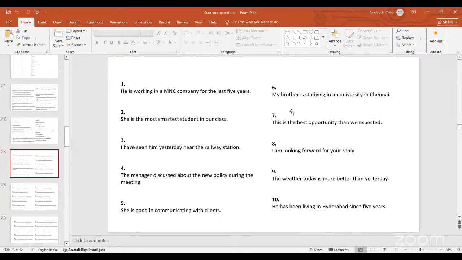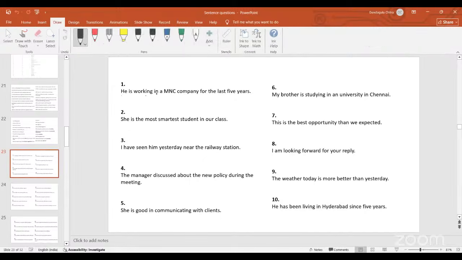Okay, here you can observe the questions, total 10 questions. So the first one: he is working in an MNC company for the last 5 years. So what is the mistake here and what should be the replacement? As I said before itself, errors may be anything.